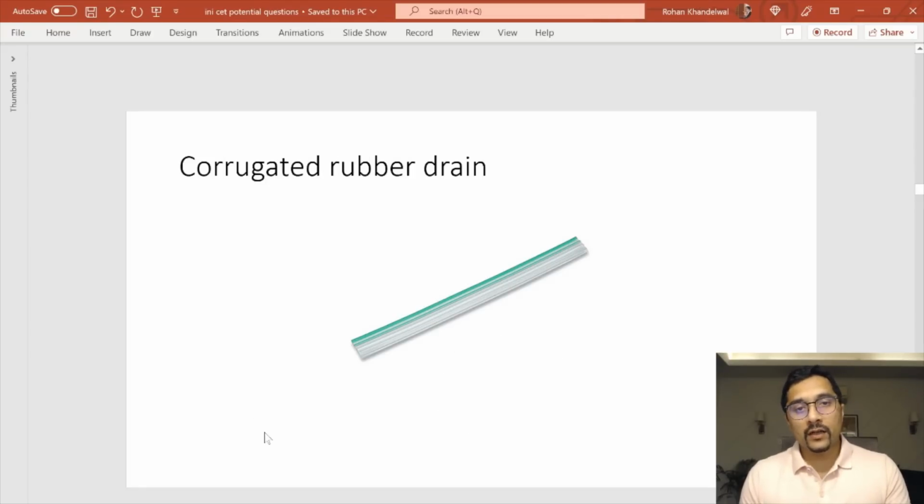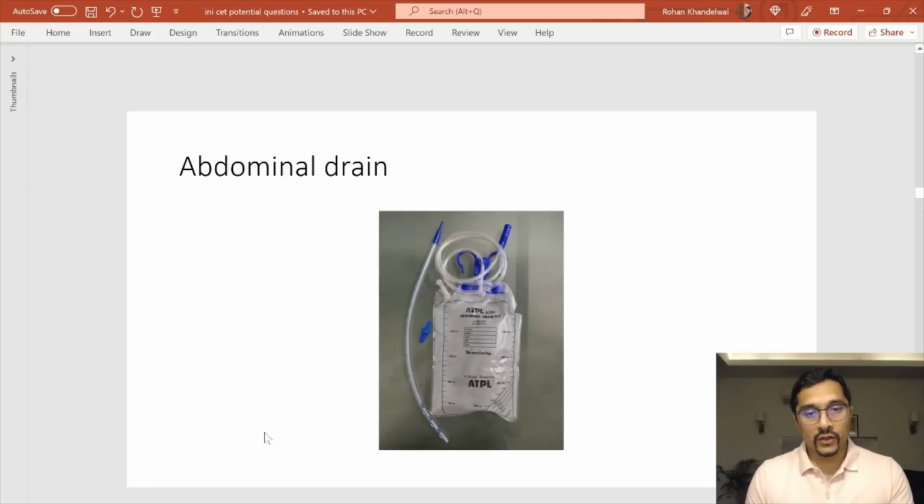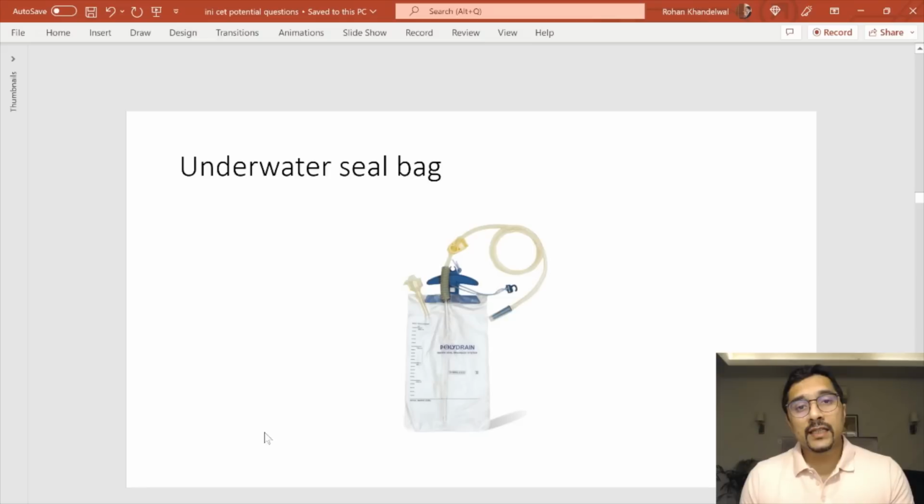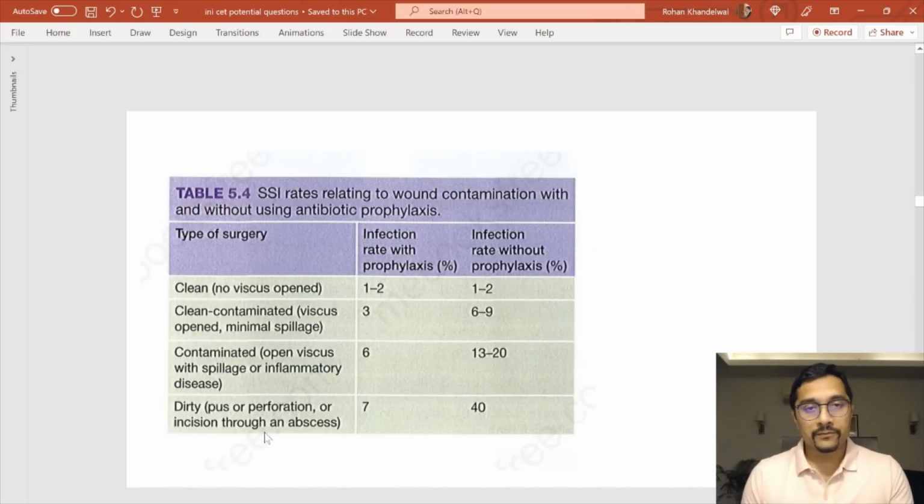This is a corrugated rubber drain, which is an open drain. This is an abdominal drainage system, whereas this is an underwater seal. This has also been asked, where the lower end of the tube is submerged underwater. This is used for chest tubes. When we connect an intercostal tube, we always use an underwater seal bag.